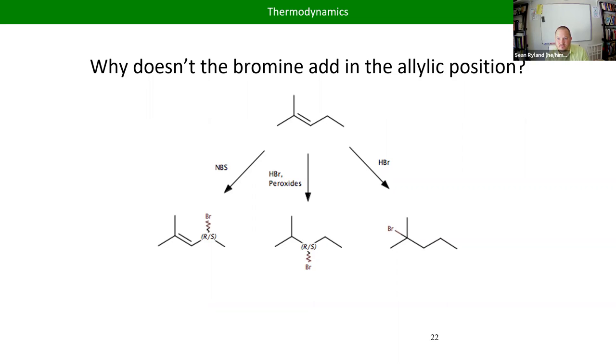So when we use NBS, we specifically used NBS to keep concentrations low, right? And that's what allows it to go through that resonance structure instead of just breaking the pi bond. If you're not using NBS, you're going to wind up doing one of two different addition reactions.